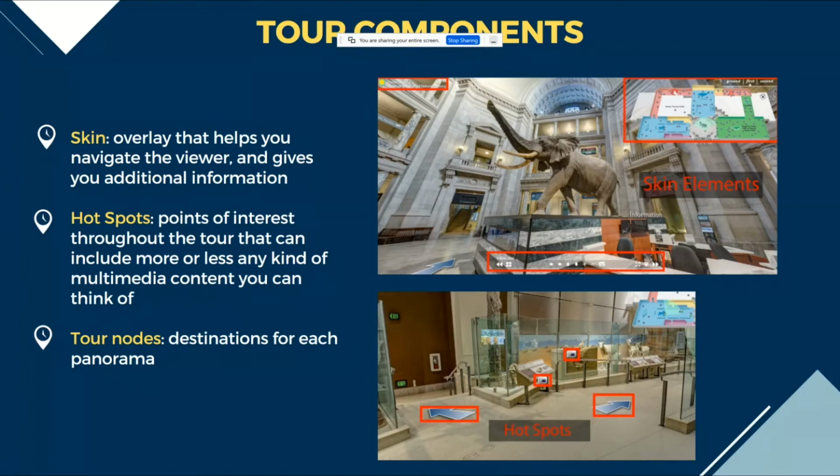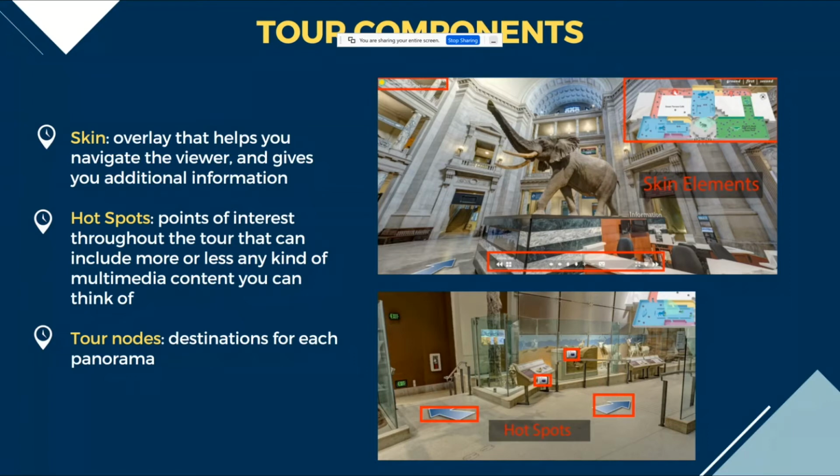It provides different information. You can see here on the right we have a tour of the American Museum of Natural History, and at the top left you have the name of the museum, the title, and a link to their website. Top right, you have a floor plan of the museum. And then at the bottom, we have the controls that allow you to view and change your view. So you can look up, down, left, right, move to the next stop, zoom in, zoom out, turn on music, that kind of thing.